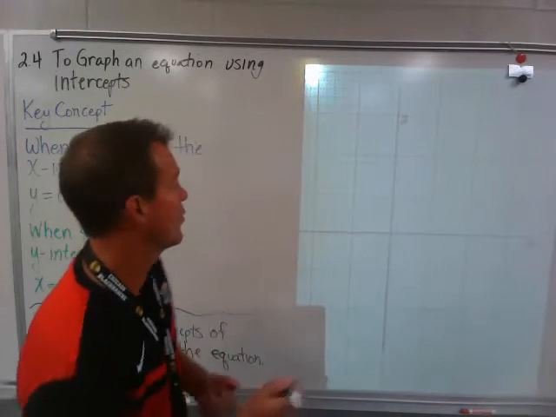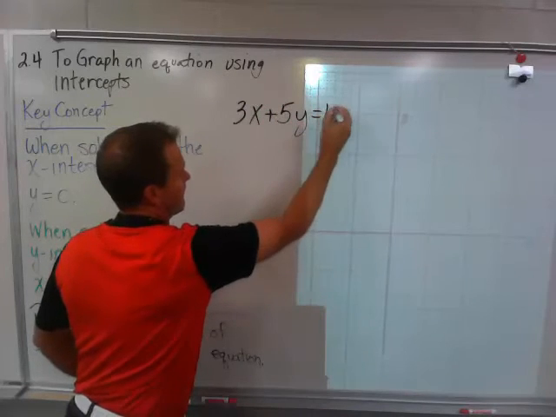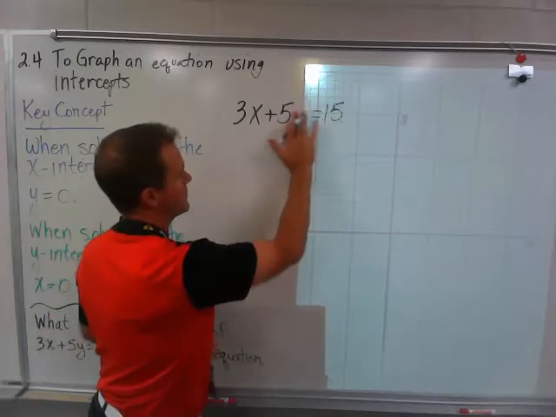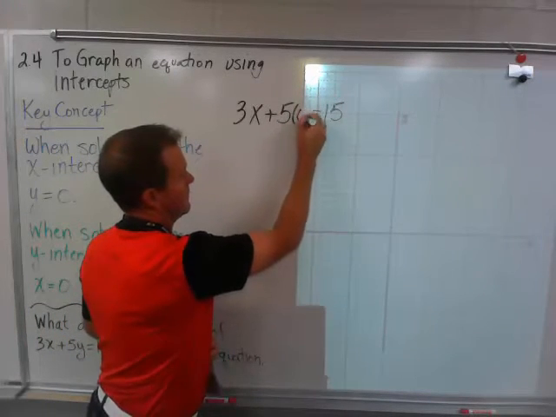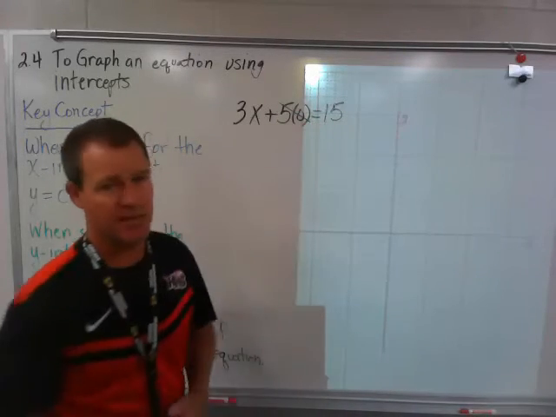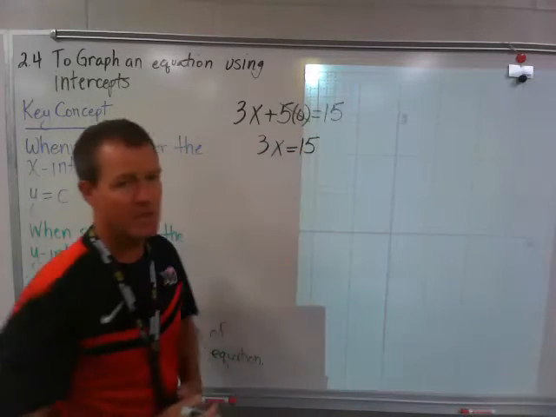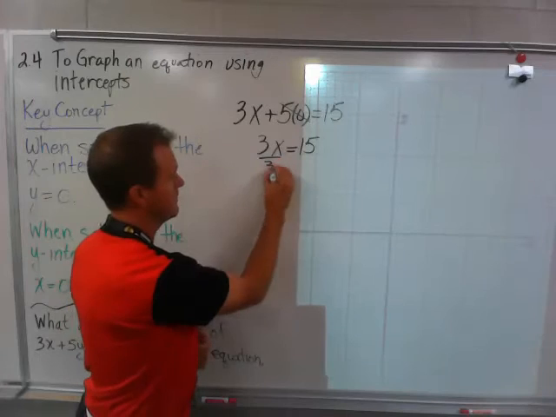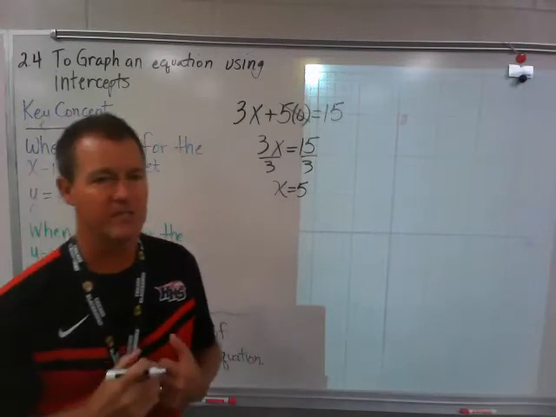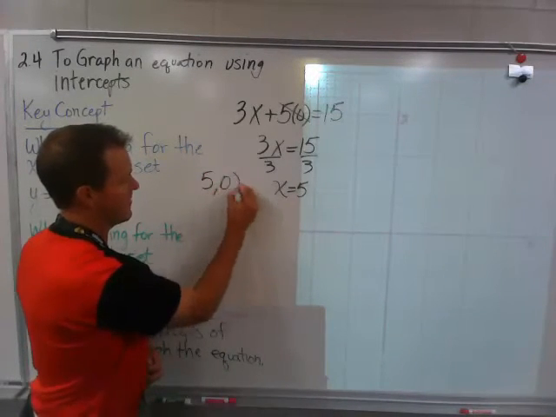What I'm going to do is start with my equation. If I'm looking for the x-intercept, I'm going to take the y out, and I'm going to replace it with a 0. When I do that, 5 times 0 cancels out, it's 0. I've got 3x equals 15. And if I divide by 3, I get x equals 5. So remember, we chose for the y-coordinate to be 0. So what we have now is the point (5, 0).